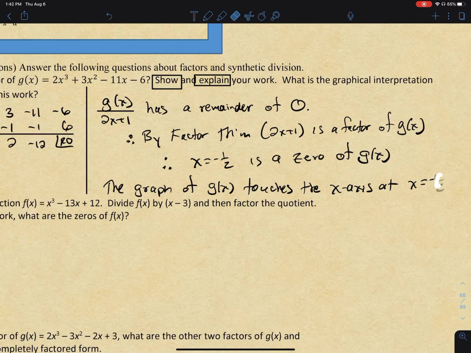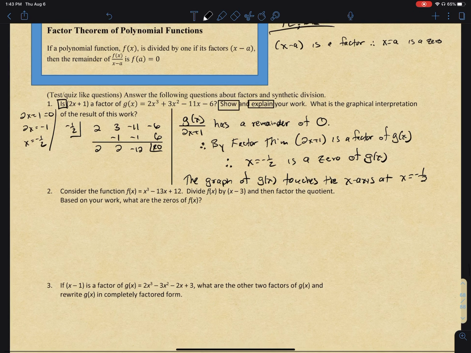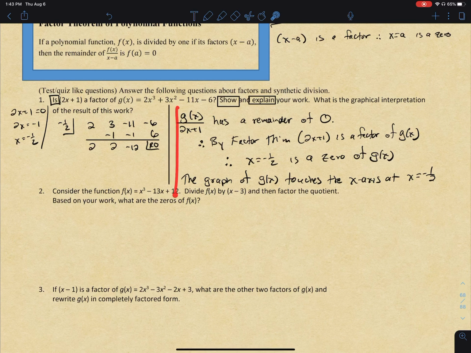There's a lot of information that we wrote down there. It's a typical response. This right here, typical way that you would write your answer on a free response question on a test or a quiz. All right, let's check out number 2.